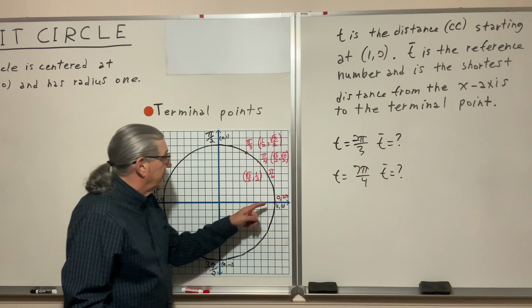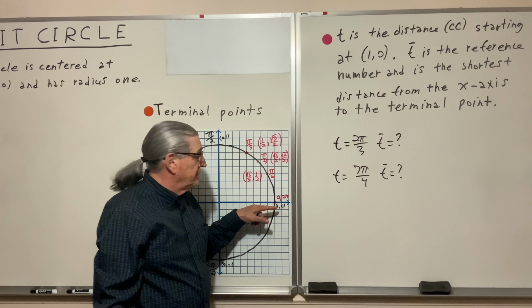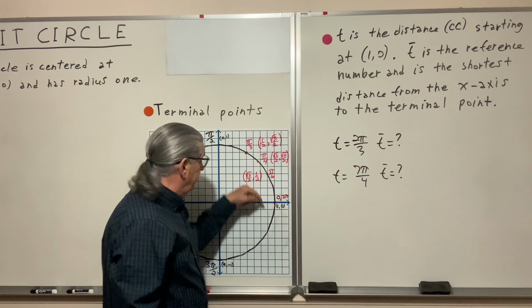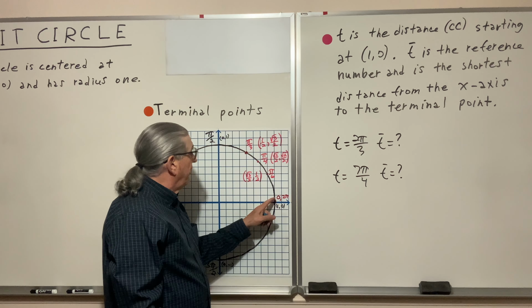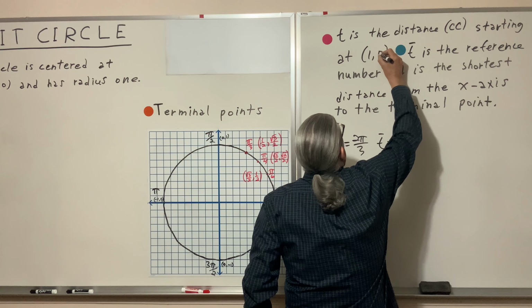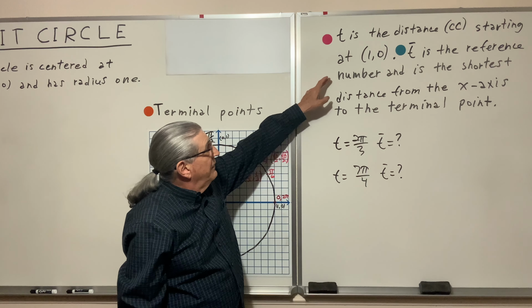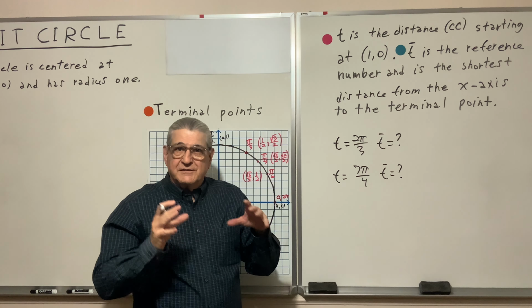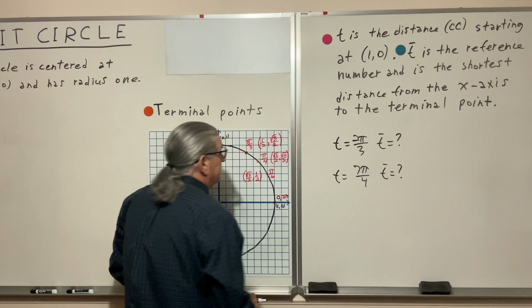Now, just to remind you, the terminal point t is the distance starting at the x-axis at (1, 0), going counterclockwise. We can go negative values going this way, negative t's, but positive going counterclockwise. t bar is the reference number, and that is the shortest distance from the x-axis to a terminal point. So let's see what we mean here.